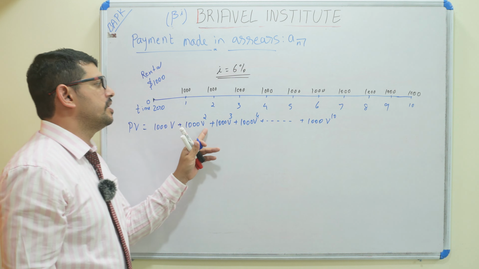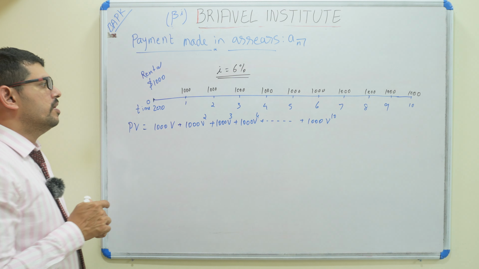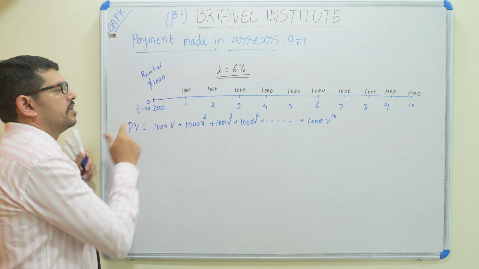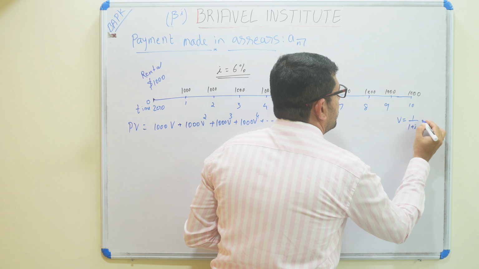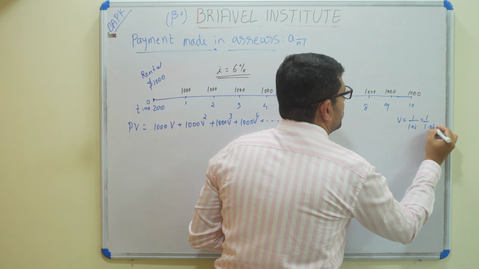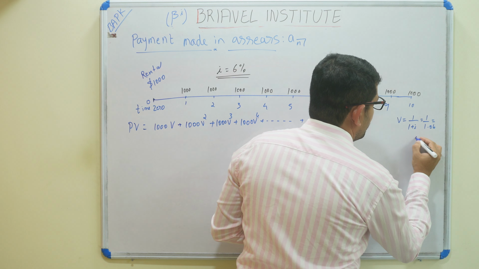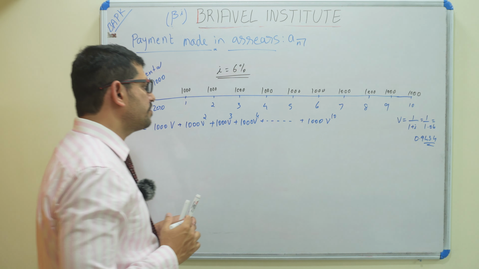So this V, how to take this V, we studied in the last chapter. So each 1,000 I am taking as a present value. To multiply by V, we can take the present value. What will be the V value? V is equal to 1 divided by 1 plus i. So here it is equal to 1 divided by 1.06. 1 divided by 1.06 will give 0.9434. So this is the value of V.